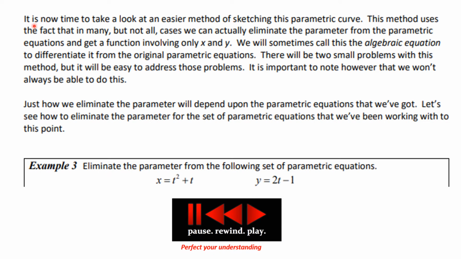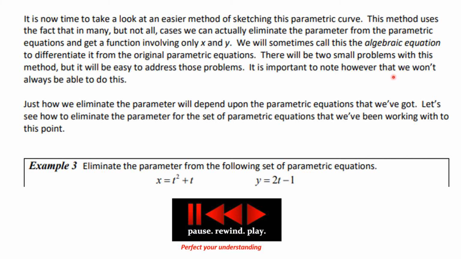Now we're going to, instead of just picking points, look at an easier method of sketching a parametric curve. This method uses the fact that in many, not all, but many cases, we can actually eliminate the parameter. And sometimes I say in directions to a problem, I'll say eliminate the parameter. And what we'll get is a function involving only x and y. And we call this the algebraic equation. Now there will be some issues with this, and we'll talk about that a little bit later. The two issues are knowing what part of the curve you get, and we don't have an orientation, but we'll talk more about that later.